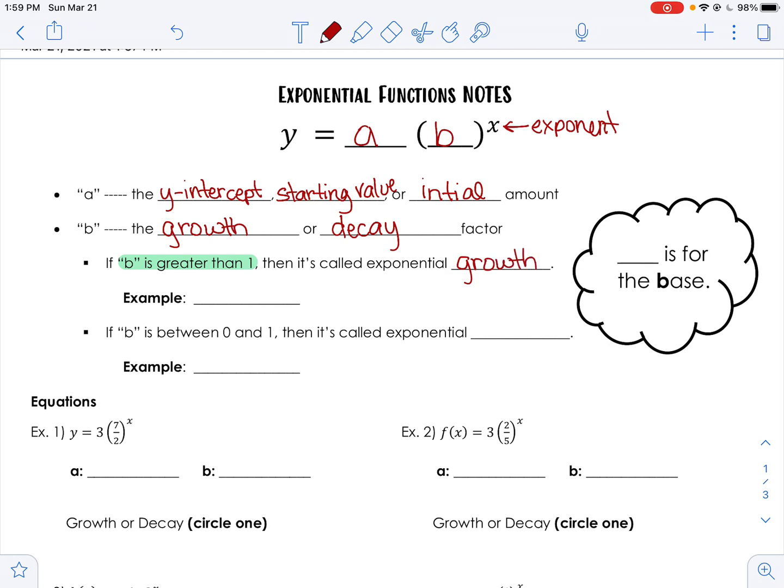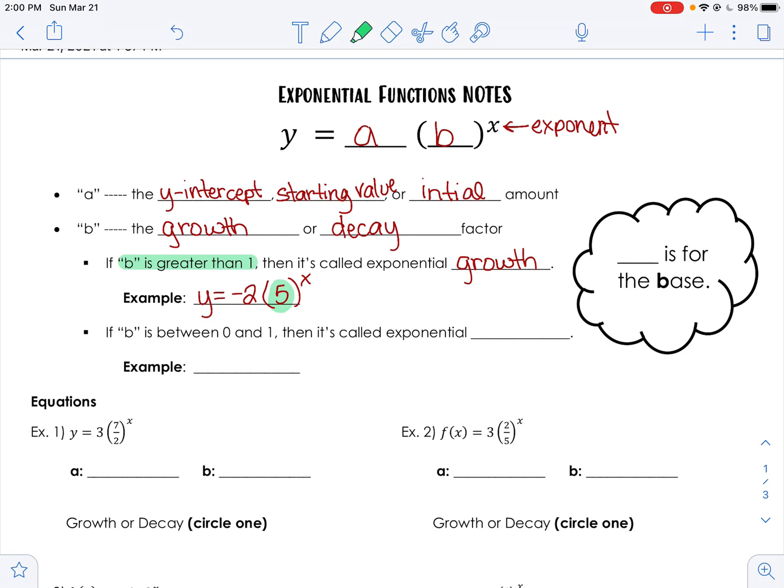Okay, so an example of an equation that would look like that would be y equals, let's say, -2, which would be the a, times 5 to the x power. The number 5 is greater than 1, so therefore it is exponential growth.